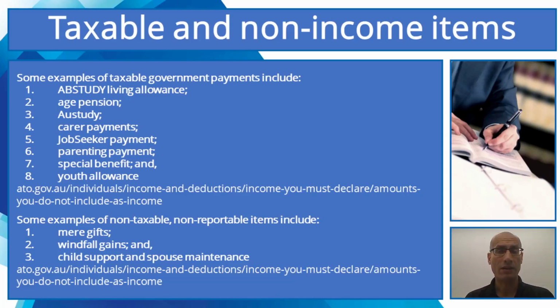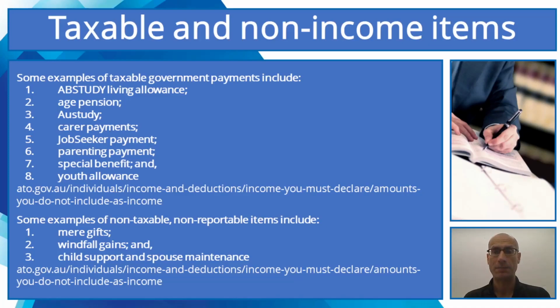Now, this final category of transactions, which again seems to draw some aspects of confusion, are non-taxable and non-reportable. So unlike the categories of exempt income and non-assessable, non-exempt income, you neither pay tax on these things nor do you report them in your tax return. So mere gifts, the gifts that a person receives without obtaining them for some form of reward, those don't go in your tax return. Neither do windfall gains.